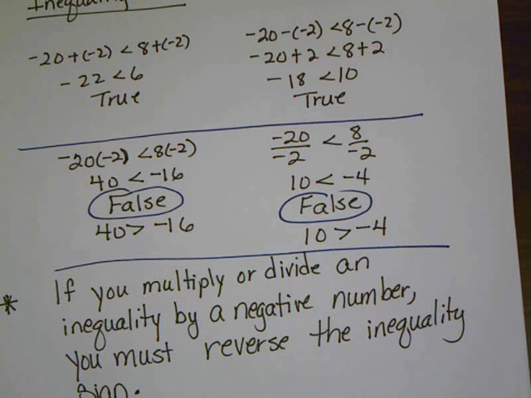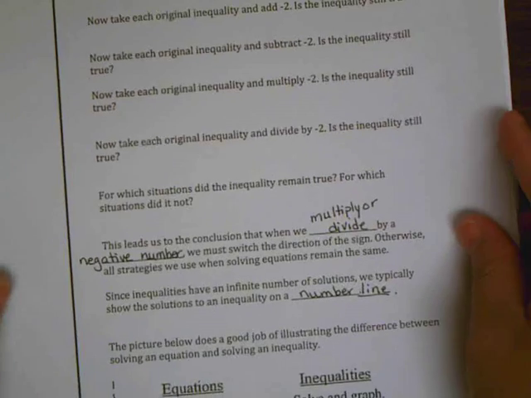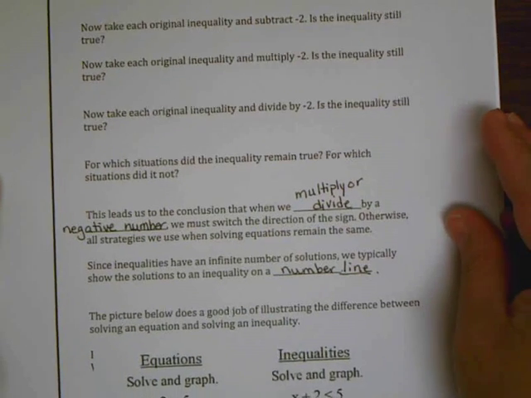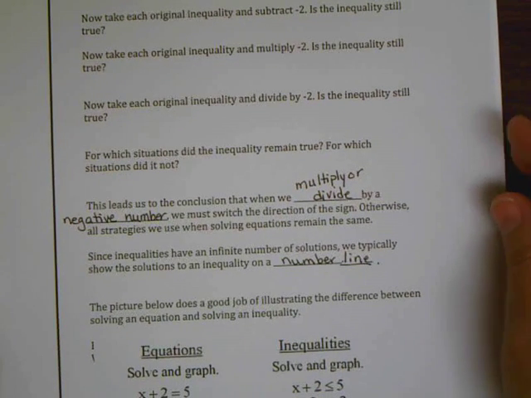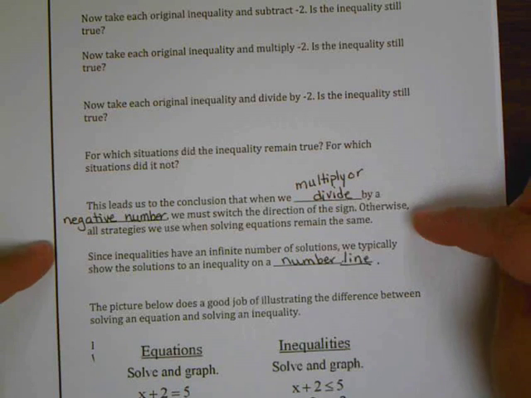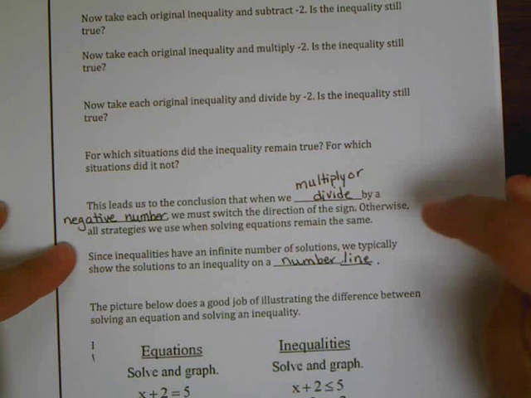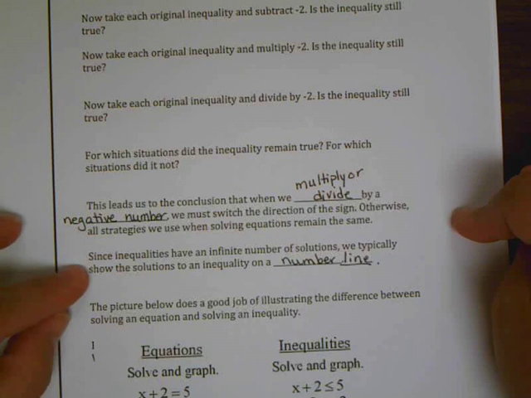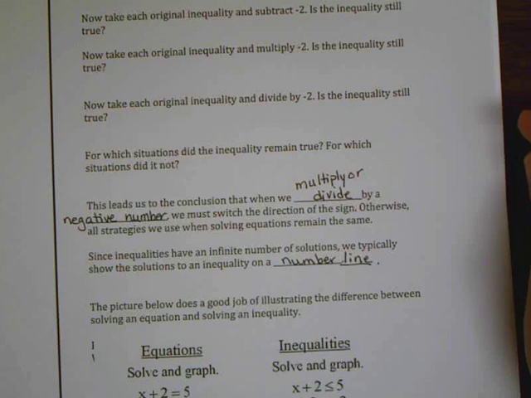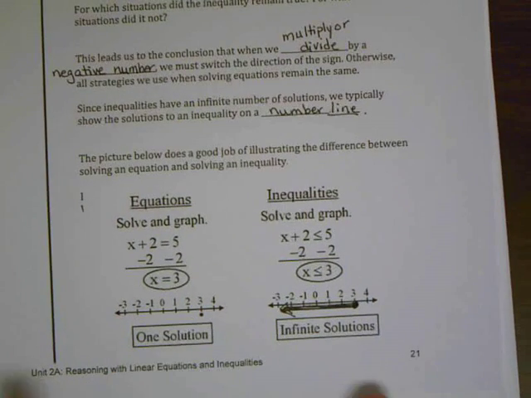If you multiply or divide an inequality by a negative number, you must reverse the inequality symbol. So from this activity, it leads us to the conclusion that when we multiply or divide by a negative, we must switch the direction of the sign. Otherwise, all strategies we use when solving inequalities remain the same. Since inequalities have an infinite number of solutions, we typically show the solutions to an inequality on a number line.